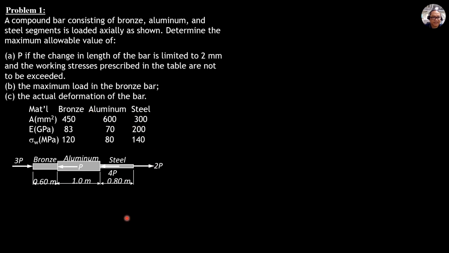So we draw the axial force diagram, with tension as positive and compression as negative. It begins with positive 2P, then minus 4P, so negative 2P. So this member, aluminum, will be in compression. Then minus P, so negative 3P. That's why it balances by that 3P there.